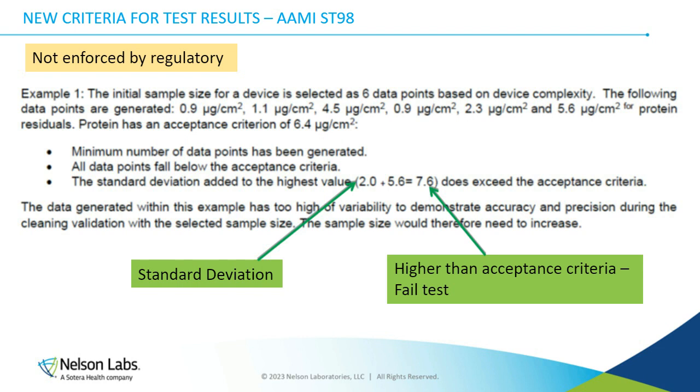So I just wanted to bring your attention to that there is this standard deviation between the test replicates that you may want to consider, and you add the standard deviation to the highest value that you got, and if that is above 6.4, like I've highlighted here, then you have to test with a higher sample count. And so that's outlined in SD98, but not enforced yet.